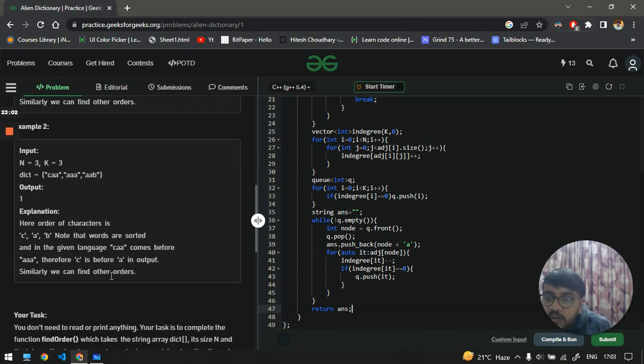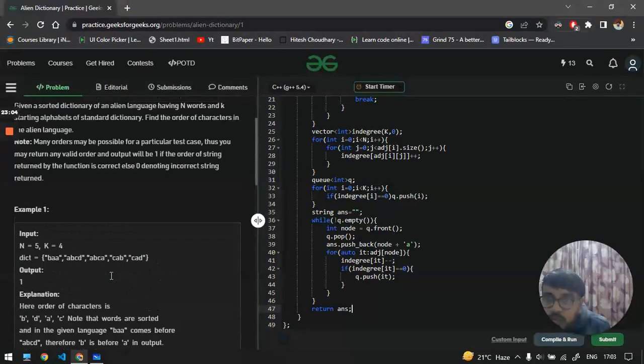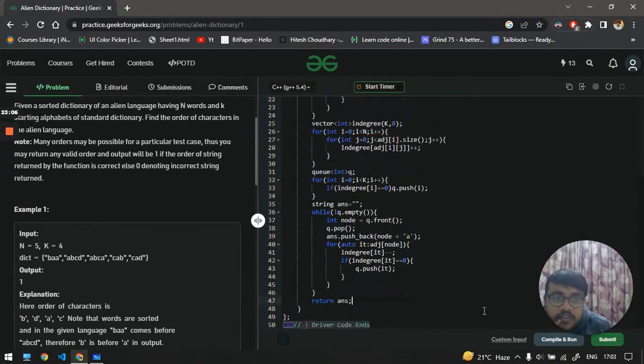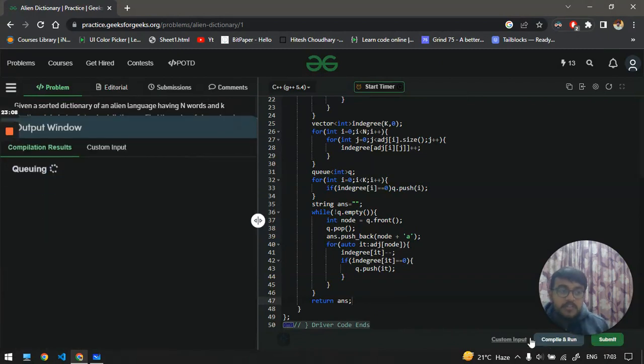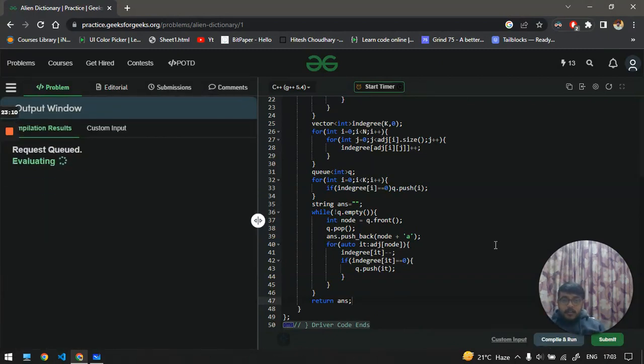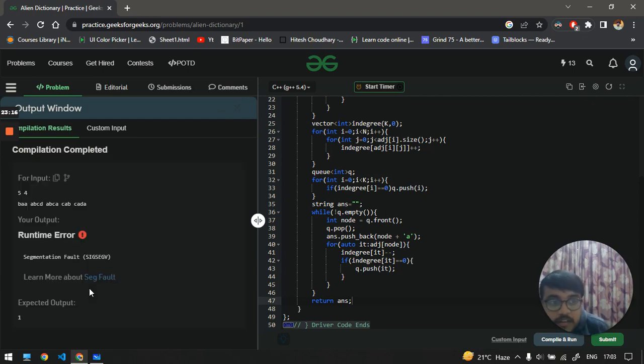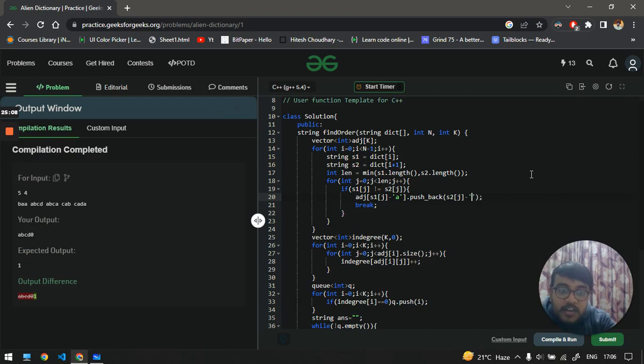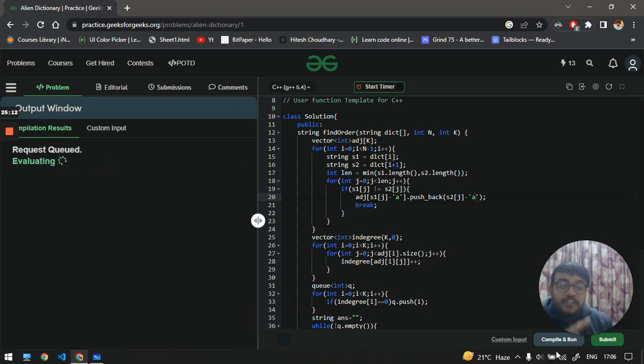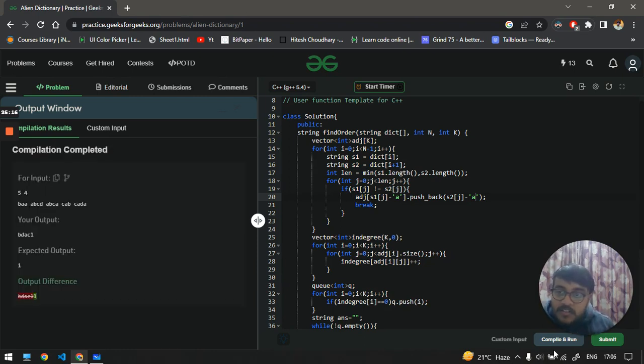Now let me check what they are asking. I have to return just the answer, a string. Let me compile to check if it has any error or if it is giving the fine answer. We have to subtract a from here as well, and now it will run exactly fine. Debugging is a separate art, I guess.